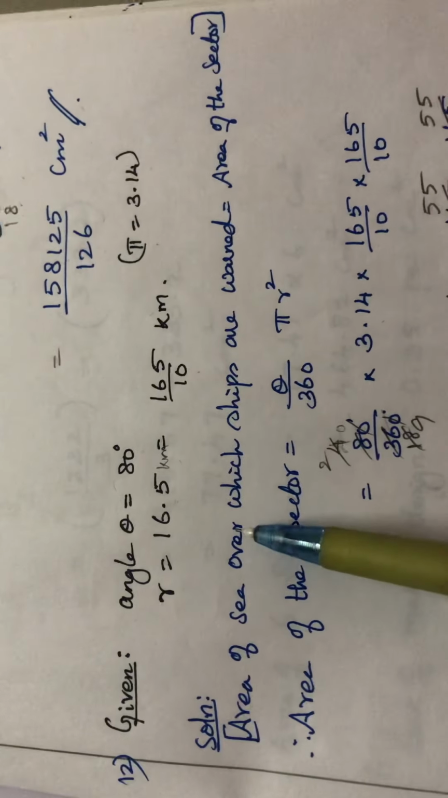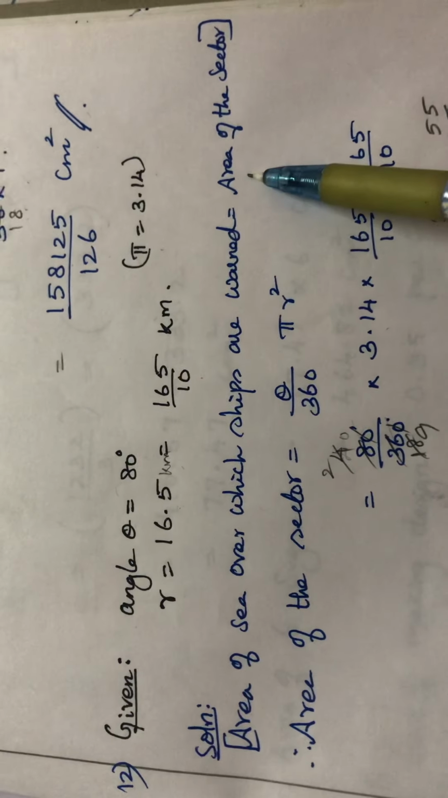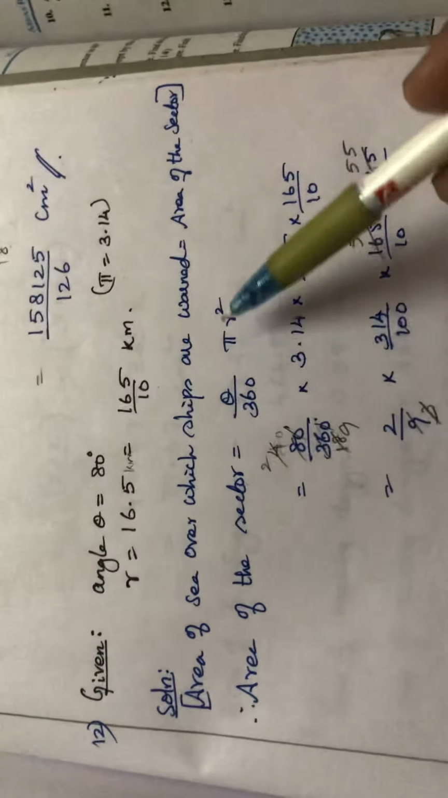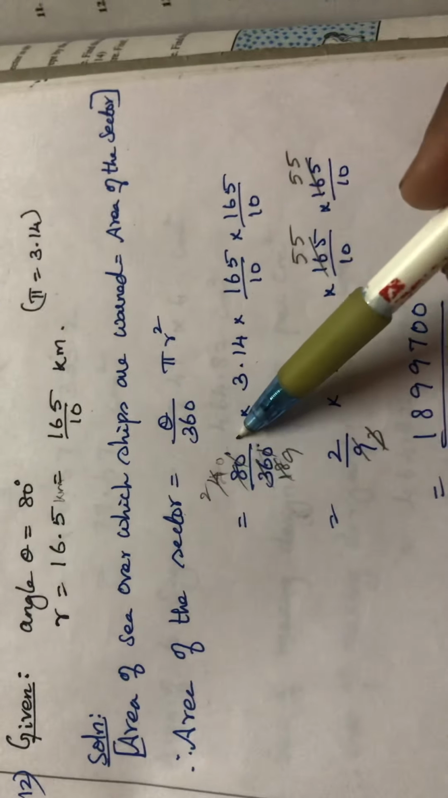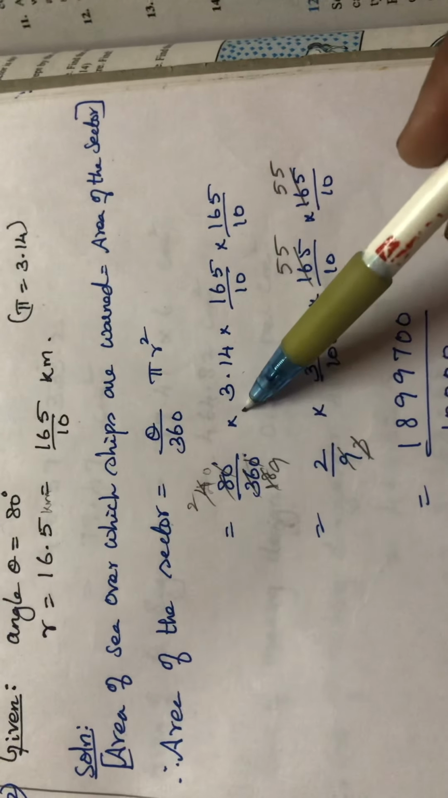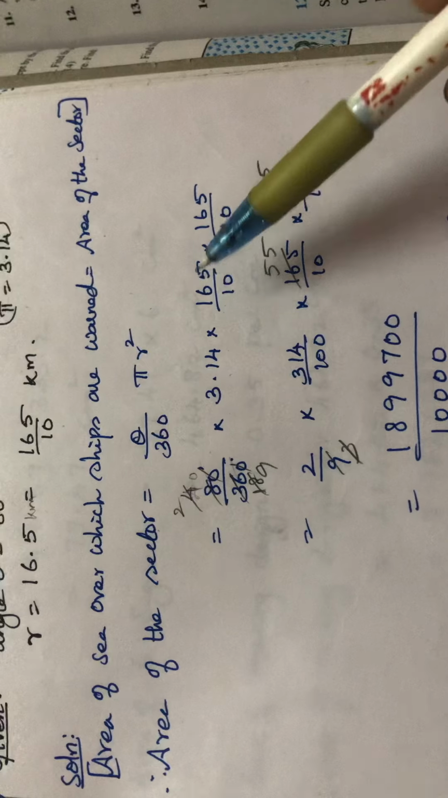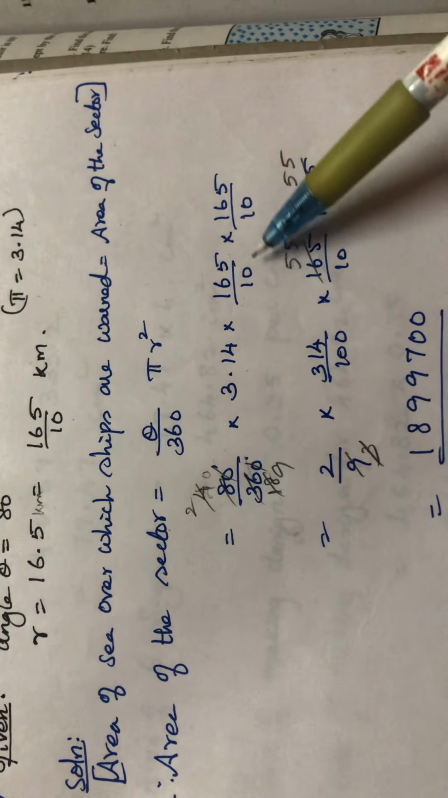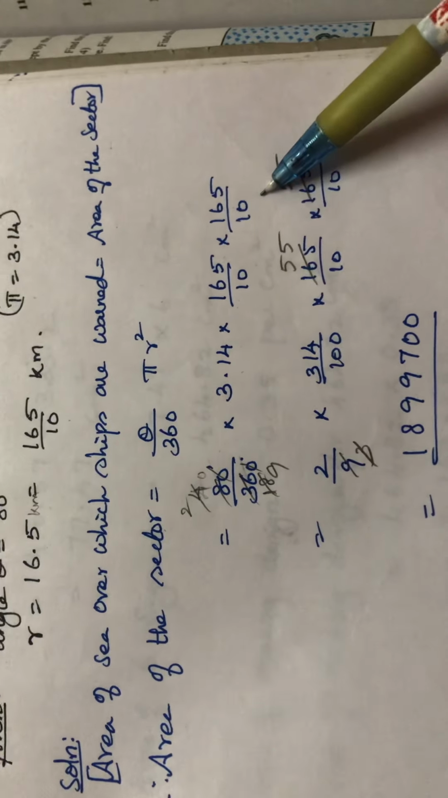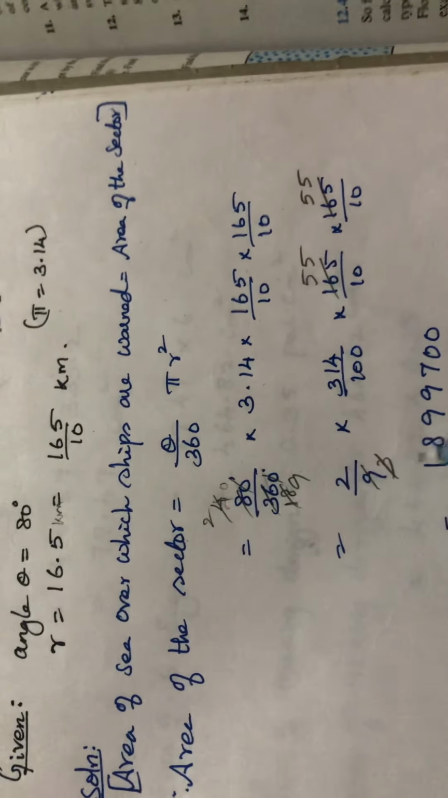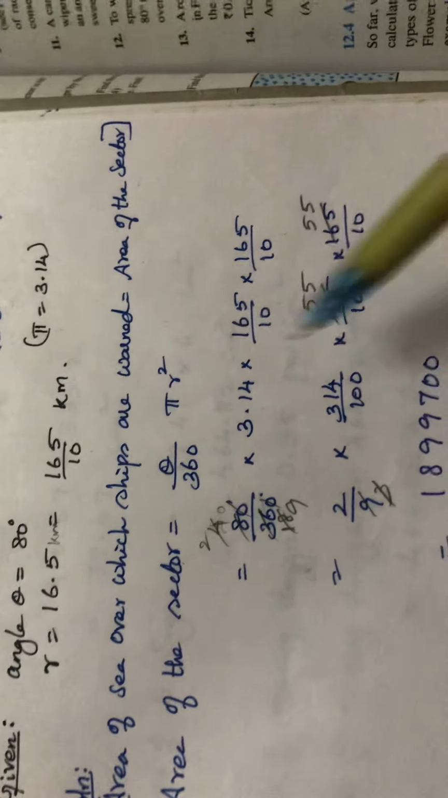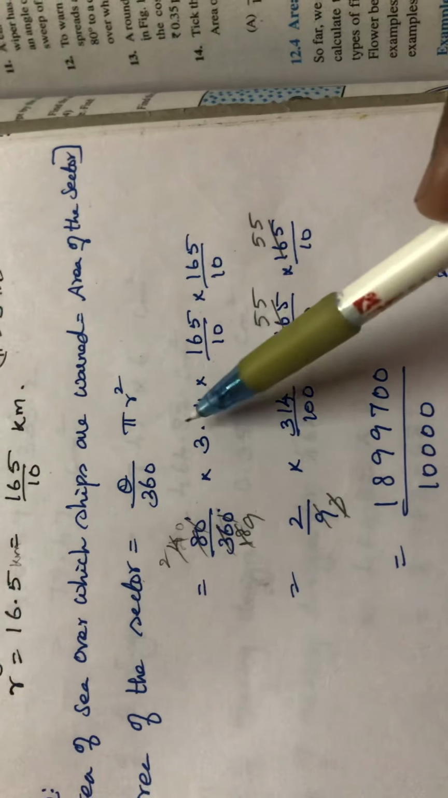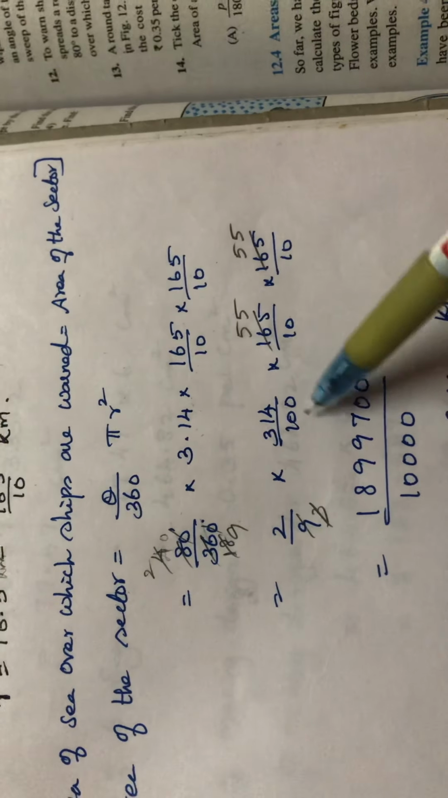Here the area of the sea which the ships are warned is nothing but the area of the sector. Therefore, area of the sector, what is the formula? Theta by 360 into pi r square. Substitute the value. Theta value is 80, divided by 360, into pi is 3.14, into radius 16.5. 16.5, how I am writing is 165 by 10 into 165 by 10. Now simplify this part, you will get 2 by 9. So 2 by 9 into 3.14, how I am writing? 314 by 100, I am just removing that fraction and writing in terms of decimal.